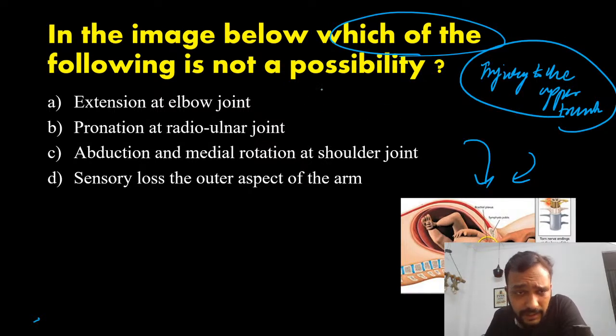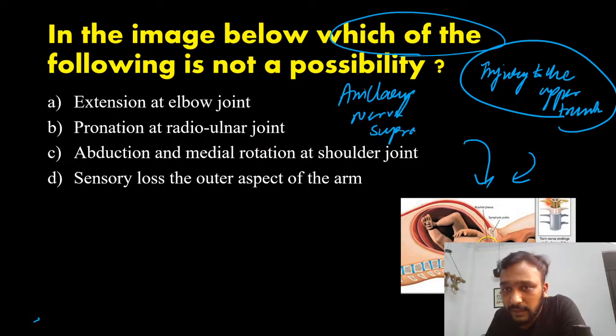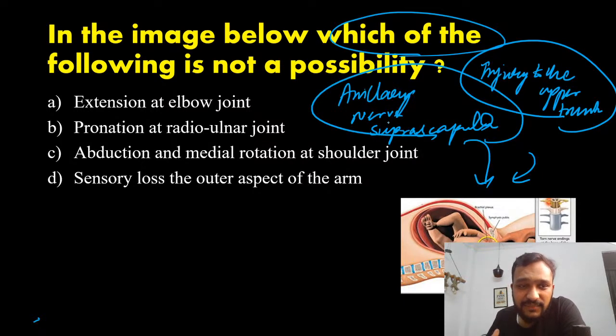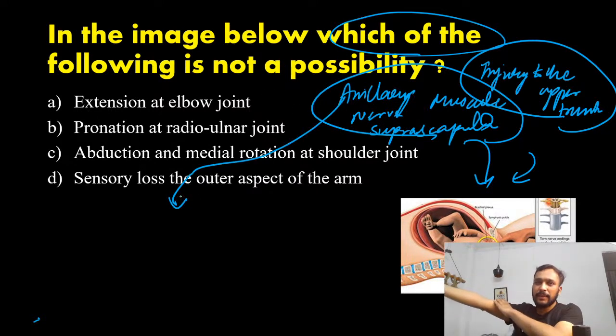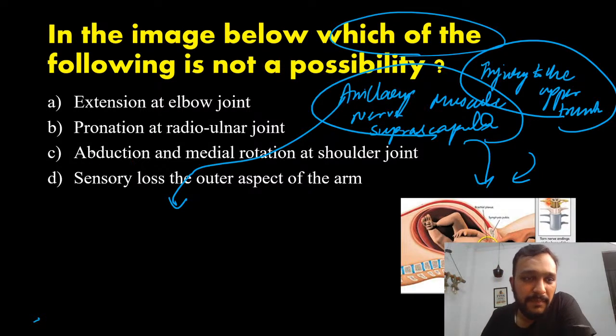The nerves which are involved are your axillary nerve, then suprascapular nerve, and then your musculocutaneous nerve is involved. Can anyone tell me what is the action of musculocutaneous nerve? Musculocutaneous nerve is going to supply the flexors of the arm.